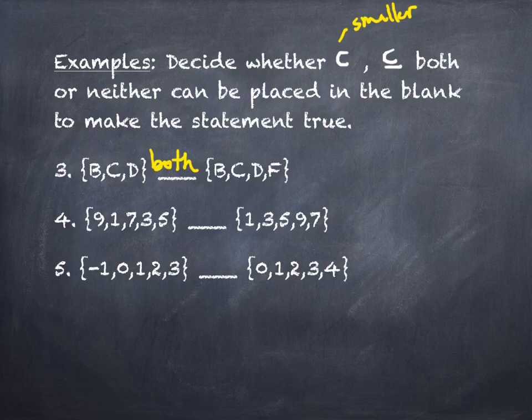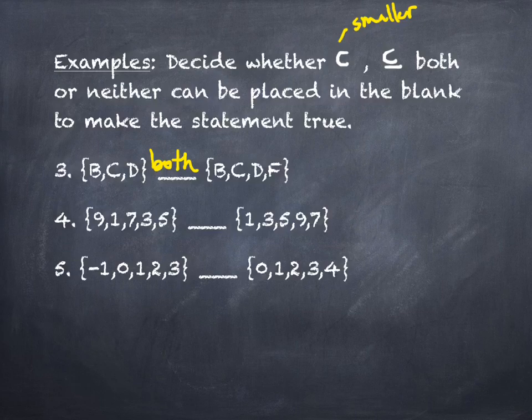Let's look at number 4, asking ourselves the same questions. It doesn't matter which order we ask them in, so let's change the order. Let's talk about smaller first. Is the set on the left smaller than the set on the right? No, it is not. Since it is not smaller, that first symbol, the contained symbol without the line underneath it, is not a possibility for us. That also means that both is not a possibility, right? So in one fell swoop, we just narrowed our choices down to 2 choices.